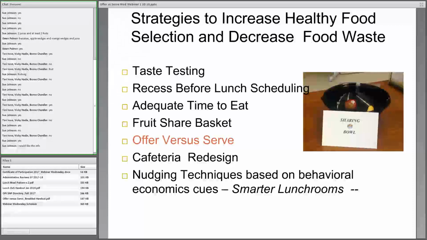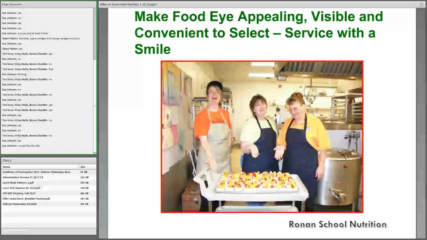Also designing your cafeteria so that students are allowed to select their own foods either through salad bars or a self-service bar. And then learning about nudging techniques with Smarter Lunchrooms. So giving your fruits or vegetables really creative, tasty sounding names can also help decrease food waste. Making food eye-appealing, visible, and convenient to select.